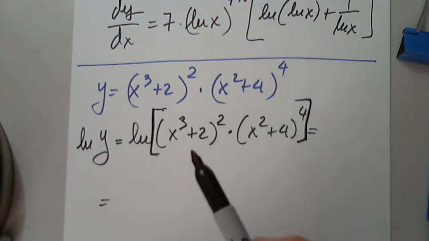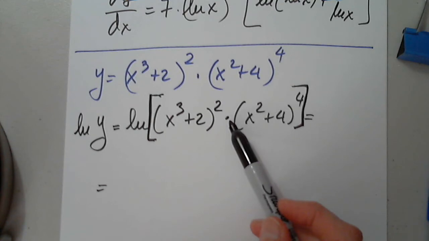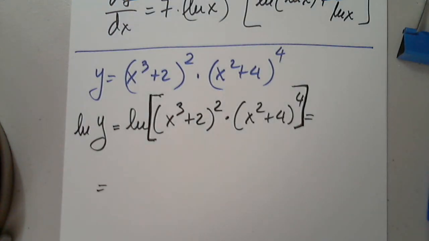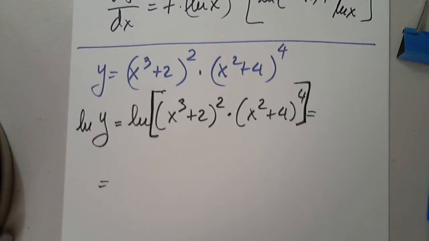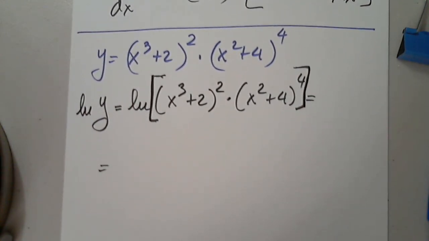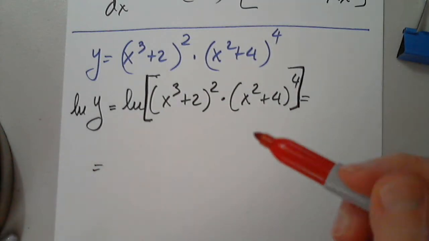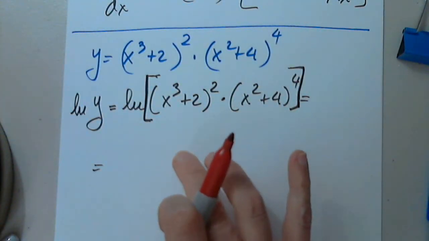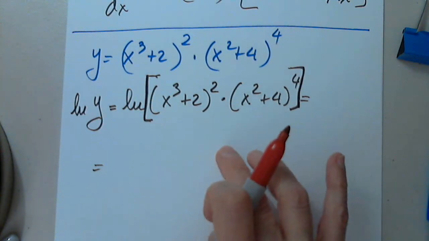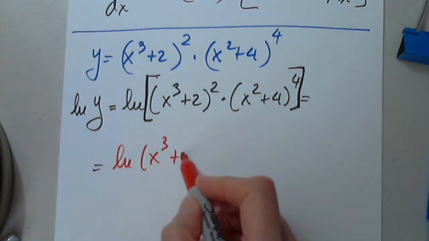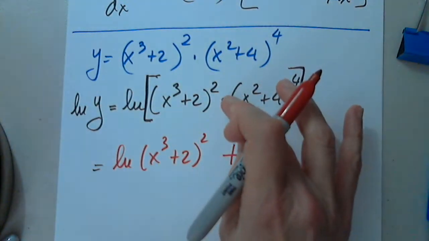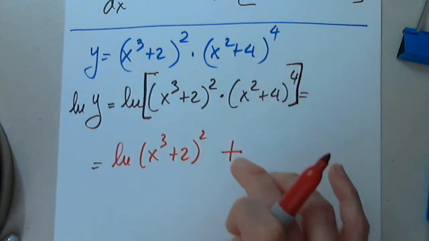Okay, so can anyone tell us what to do with natural log of a product? What is the rule for natural log of a product? One over the product? No. This is algebra. Natural log of a product. Would it be natural log of one times natural log of the other one? Plus? Exactly. So natural log of x cubed plus 2 squared, plus. If it's division, it's minus. If it's product, it's plus.